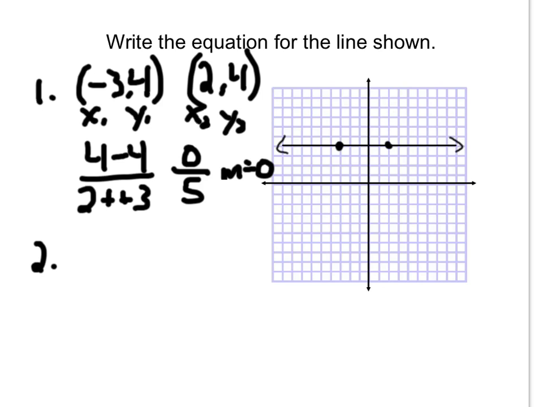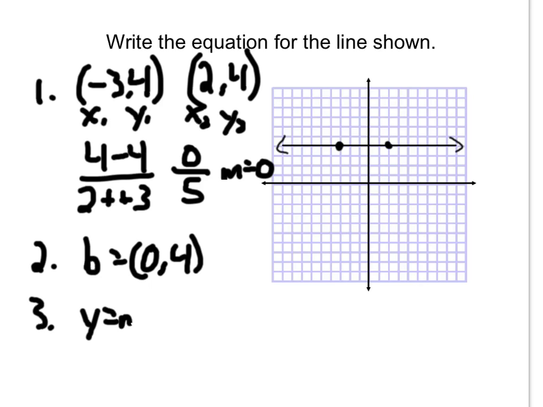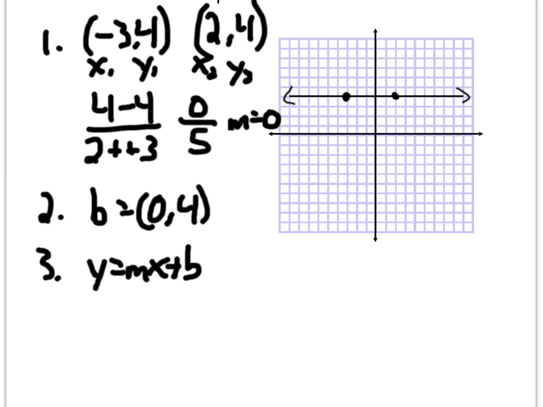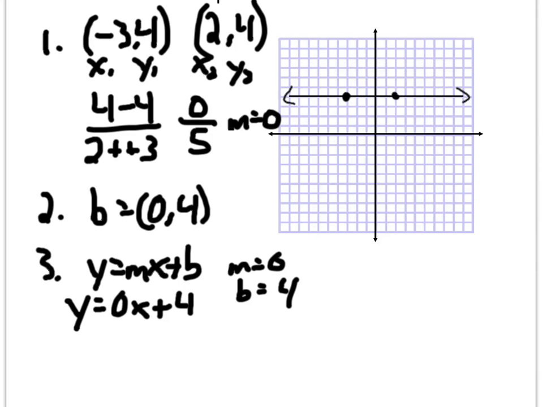Okay, step 2 is to find our y-intercept, our b. Where it crosses the y-axis, well, that appears to be 0, 4. And step 3 is to write this in y equals mx plus b form. Okay, so our m was 0, our b was 4, so we're just going to plug those in. y equals 0x plus 4. Well, we got no x's, so we could also just call this y equals 4. Either way.